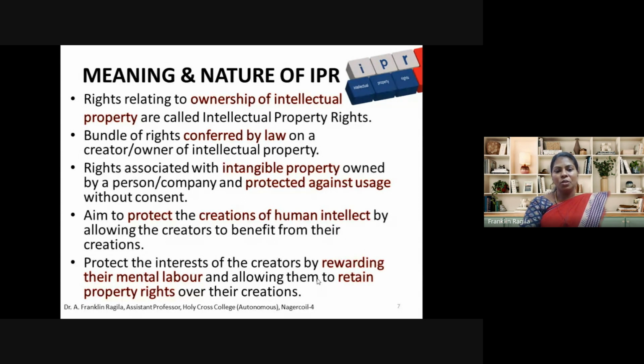And coming to the nature of intellectual property rights, it aims to protect the creations of human intellect. That means if a human being is creating an intellectual property, they have to protect it. So intellectual property mainly aims to protect the creations or inventions of human intellect. Only the creator can take all the benefits from their own creations. It also protects the interest of the creators by rewarding the mental labor and whatever resources they invest to create the intellectual property. They can get the reward out of their own creations.